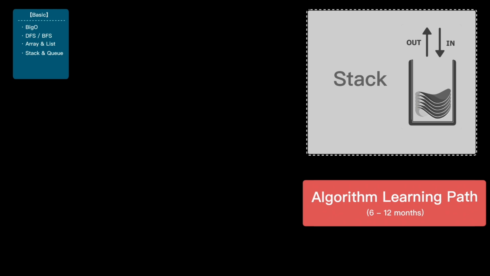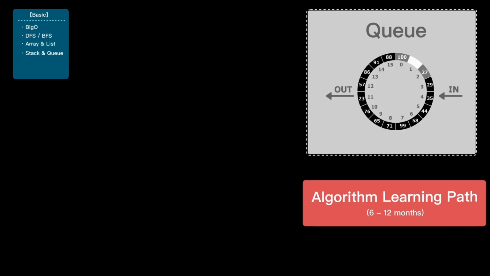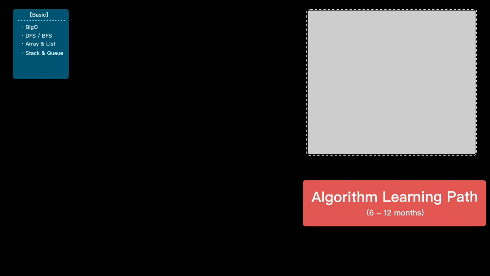On the contrary, if you look at the queue data structure, its concept is first in, first out, just like how you line up to buy a movie ticket. So stack and queue are two often used data structures in many LeetCode questions and even in real work projects. And then it's a good time to learn linear sorting.